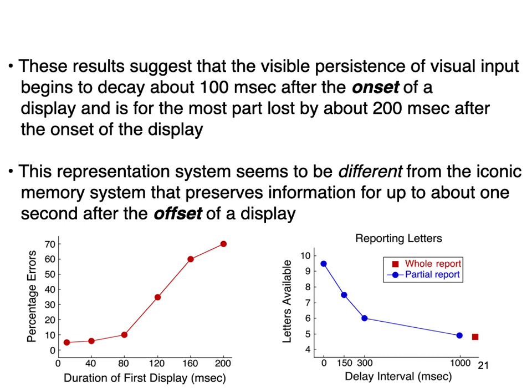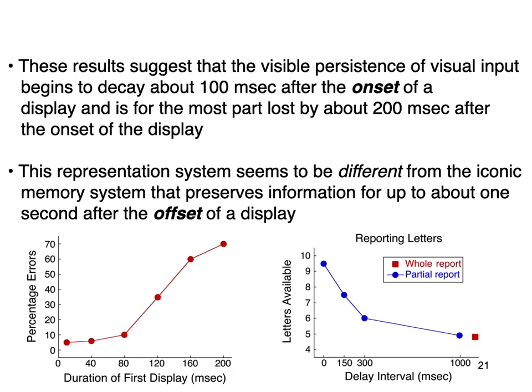So whatever is preserved in the icon lasts for 300 milliseconds or longer, whereas on the left it's telling you that it's gone. Whatever is presented with these dots appearing very briefly, that's gone after about 100 milliseconds, which means that there are indeed two systems. One's very, very brief and one lasts a little longer.